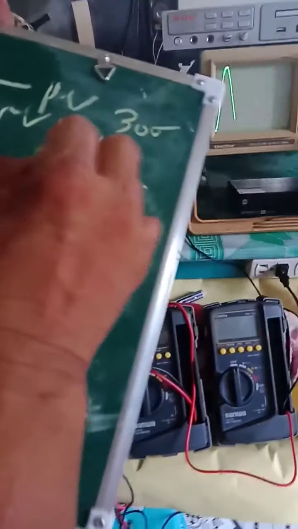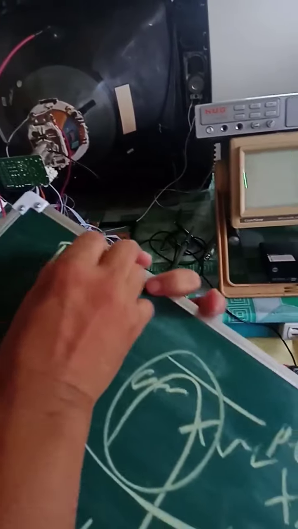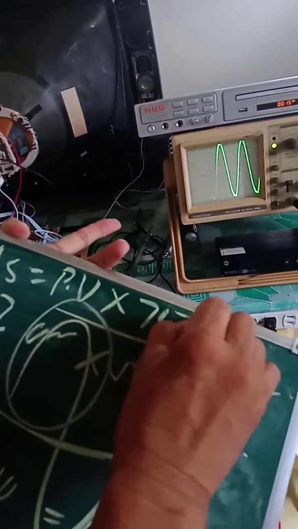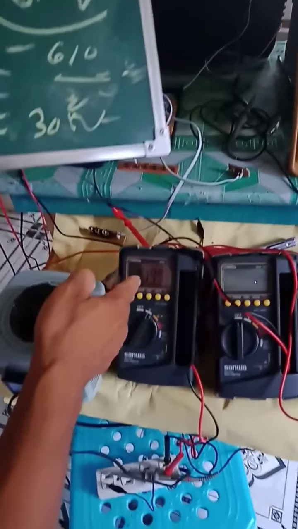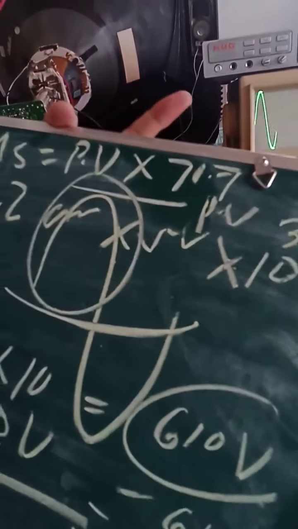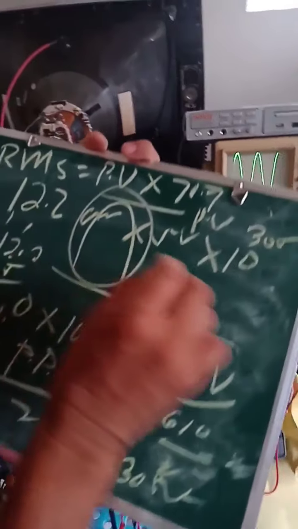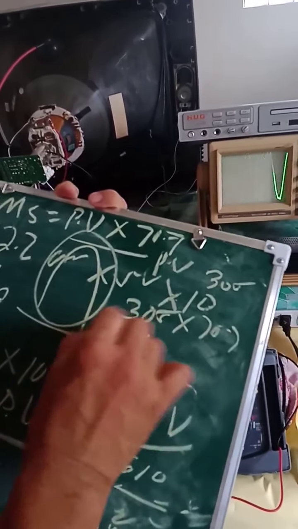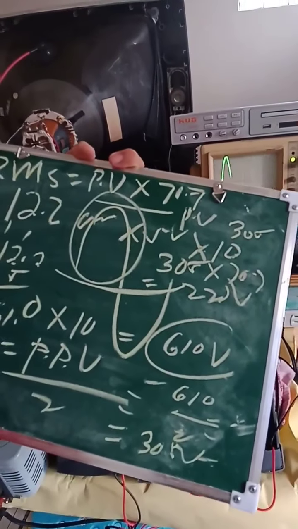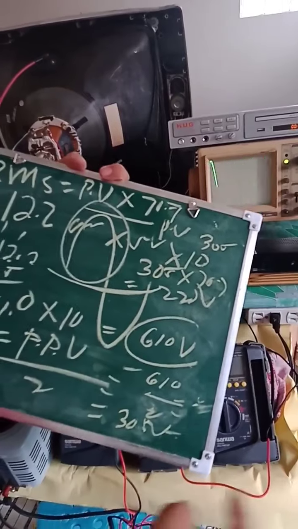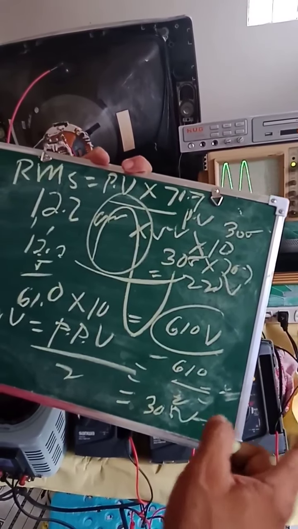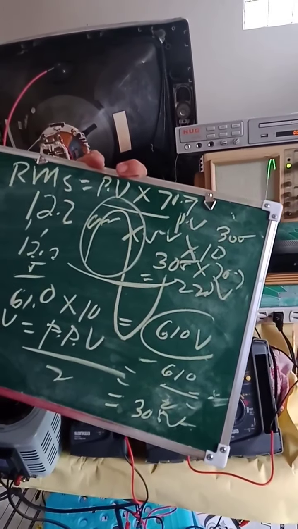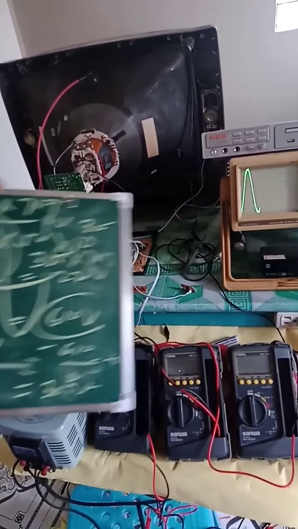Then to get the RMS, which is what the AC voltmeter reads, the RMS is equal to the peak value times 70.7%, because the RMS value, which is the 220 volts at the outlet, is only 70.7% of the peak. So the peak value, 305, times 70.7% is around 220 volts. That is how we get the RMS value, by multiplying the peak value, which is 305, by 70.7%. And the result now is 220 volts.